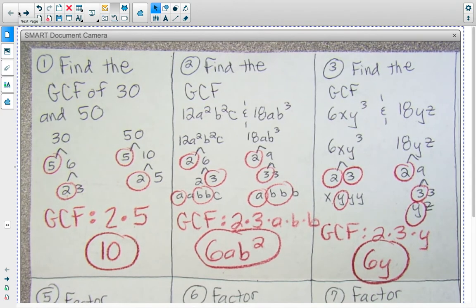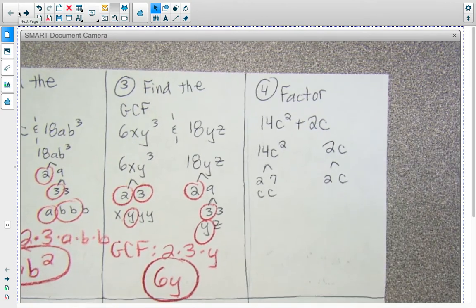So that is a recap on finding the greatest common factor. You do your factor trees, break it all the way down to prime numbers, list out your variables, and circle what they share. Now we're going to use that to help us factor.